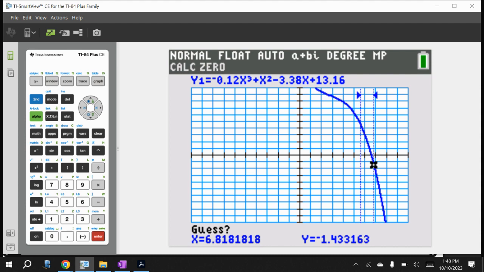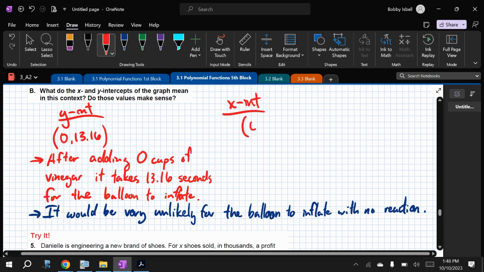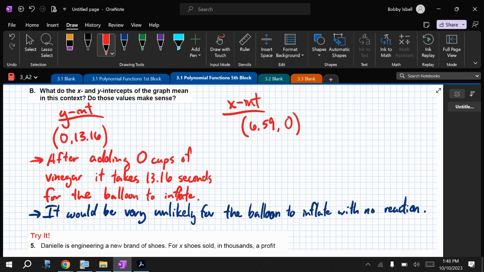And now it asks me to guess. So I'm just going back close to where it crosses. I don't have to get it perfect. I just need to tell it, hey, go somewhere close to there. And I hit enter. And it tells me, we'll go 2 decimal places, 6.59, and y equals 0. So that's my x-intercept. 6.59 and 0. So that's it.